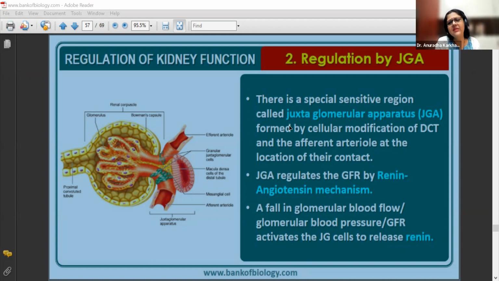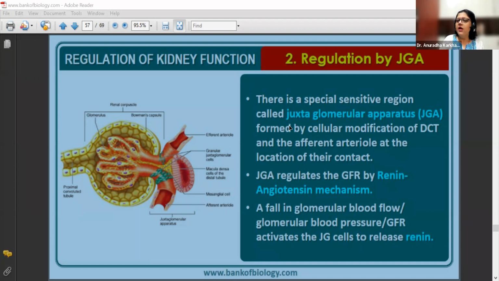Please, please, that is why you will get this question 110%. Rennin is associated with milk digestion in infants, and renin is associated with the kidney function. So kindly make a note of this, beta. Note it down, very important.